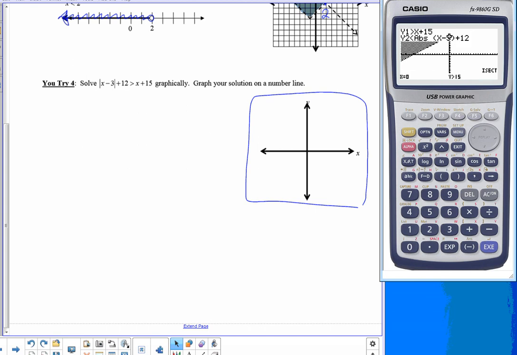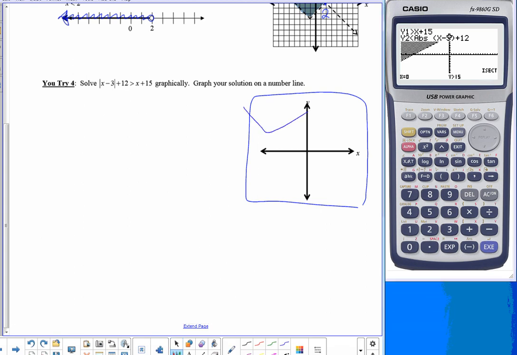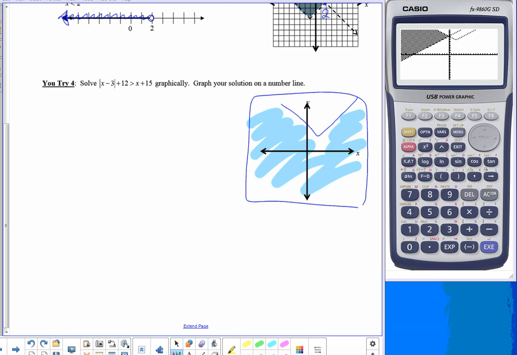If I go to G-Solve, intersect, I can see they do cross at 0. So I had my V shape that had been scooched to the left and up 12. Sorry about that. He was scooched 3 to the right and up 12. And then that was going to be shaded down from there. So there's my shading. And then I had y greater than x plus 15. So that was a nice diagonal line there with a y-intercept of 15. And that one was supposed to be shaded up from there.